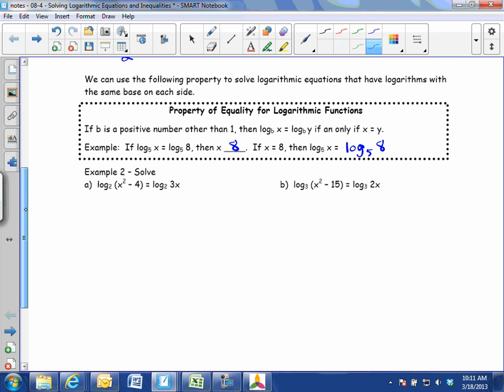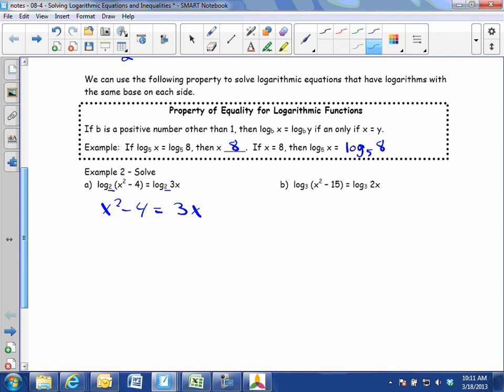Okay, so on part A, notice that we have log base 2, log base 2. They're the same bases, therefore I can say this part is equal to this part. So x squared minus 4 equals 3x because I have logs of the same bases. It is so much easier. Look at that. All right, so how are we going to solve for x? Add 4.